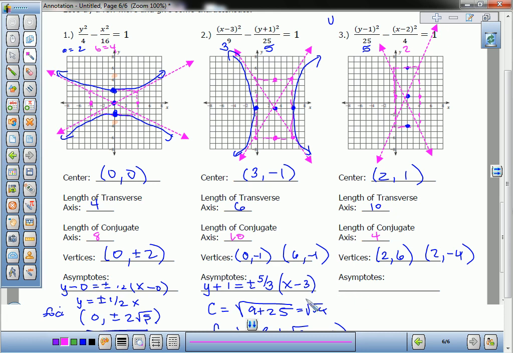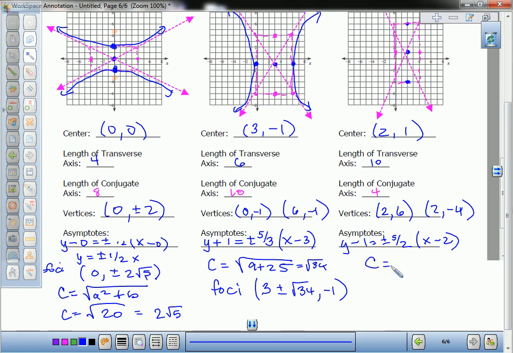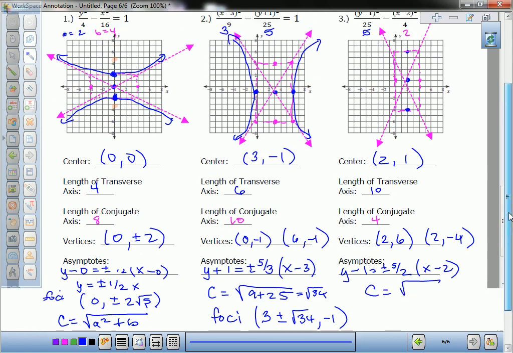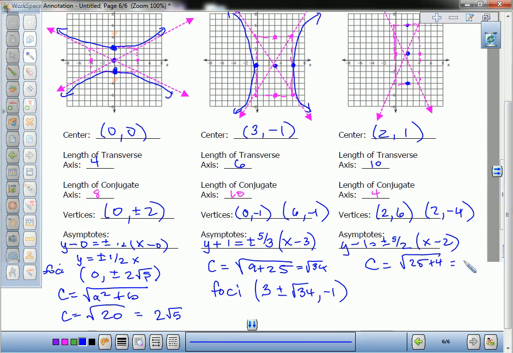All right, so our asymptotes. The equation for asymptotes, y minus the y value. The rise over the run, up 5 over 2. So it's plus or minus 5 halves. X minus the x value at the center. Now C is the square root of, let's look at it, 25 plus 4. So c is the square root of 29.